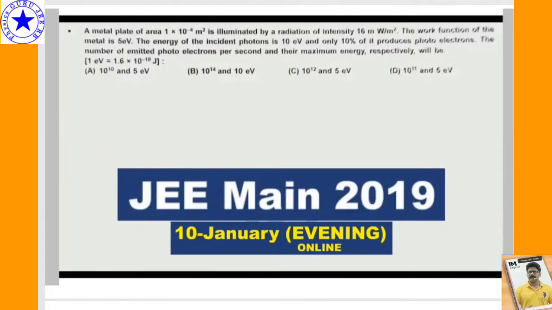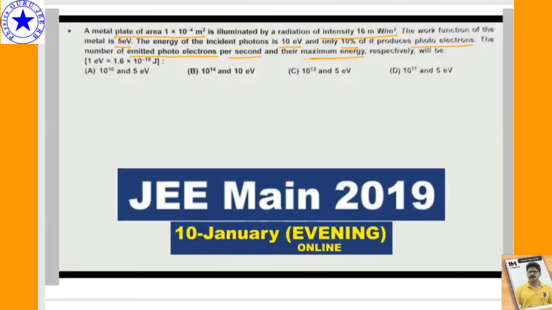So what is the question? You can see a metal plate of area 1 into 10 to the power of minus 4 meter square is illuminated by radiation of intensity 16 milli Weber per meter square. The work function of the metal is given as 5 electron volts. The energy of the incident photon is 10 electron volts. Only 10% of it will produce photoelectrons. The number of emitted photoelectrons per second and their maximum energy.